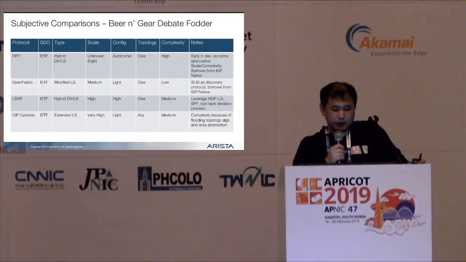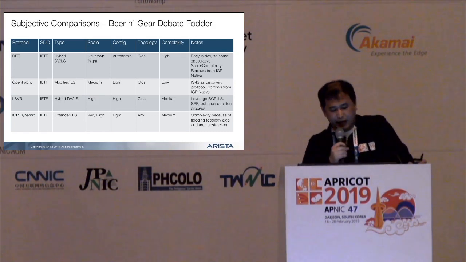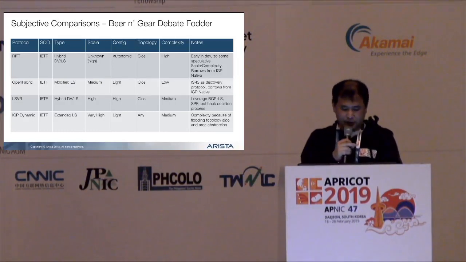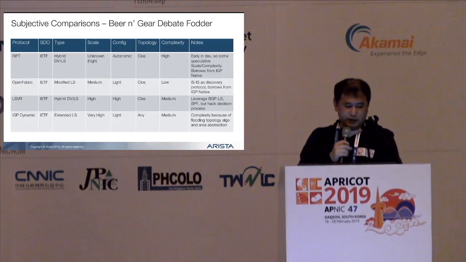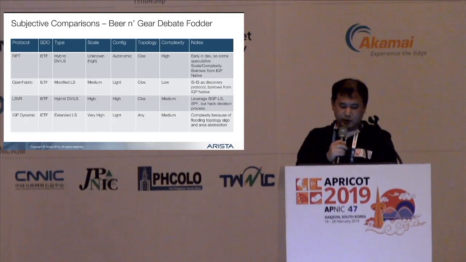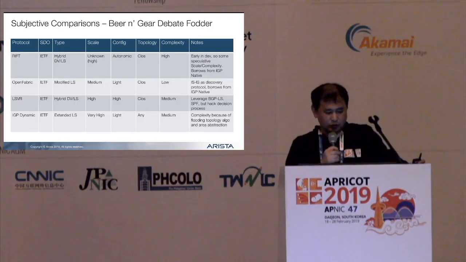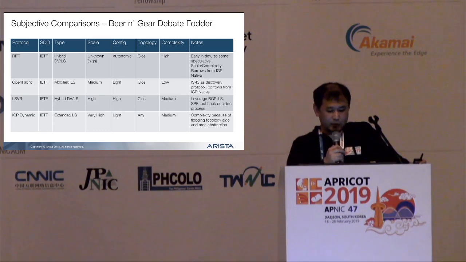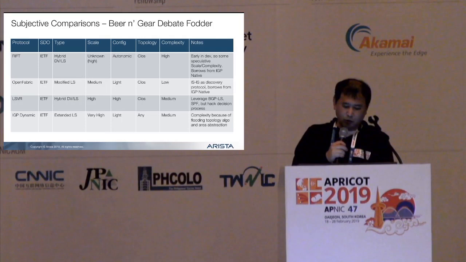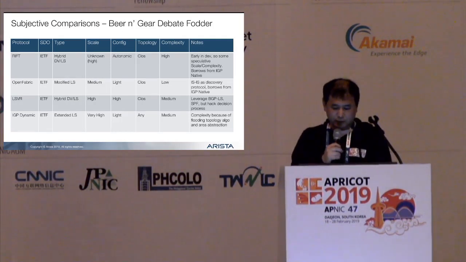The config of RIFT is autonomic, and OpenFabric is right, and LSVR is high, and IGP dynamic is right, because LSVR is using BGP. Topology: RIFT focuses on Clos, and OpenFabric and LSVR also focus on Clos, and IGP dynamic focuses on anywhere. And the complexity of RIFT will be high, OpenFabric is low, LSVR is medium, and IGP dynamic is medium.